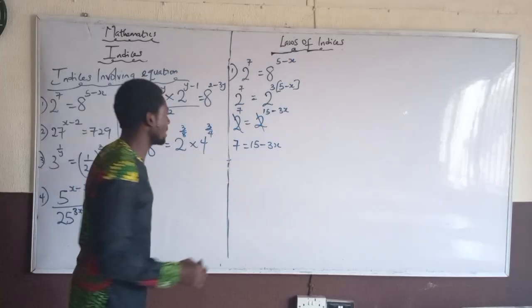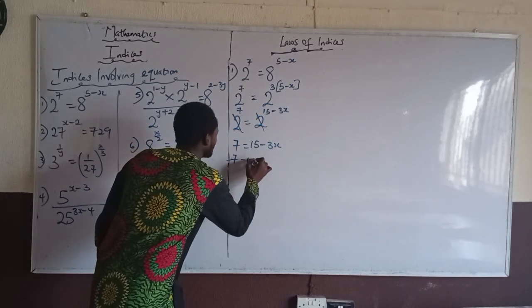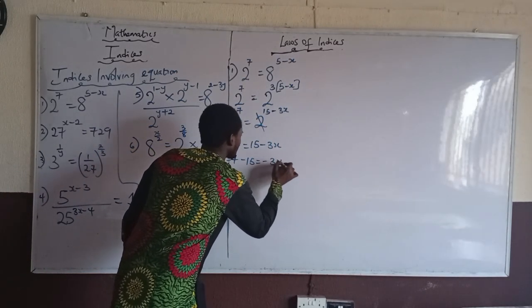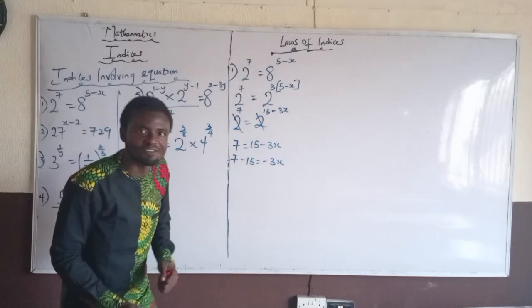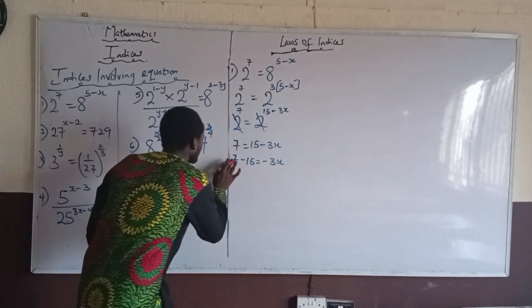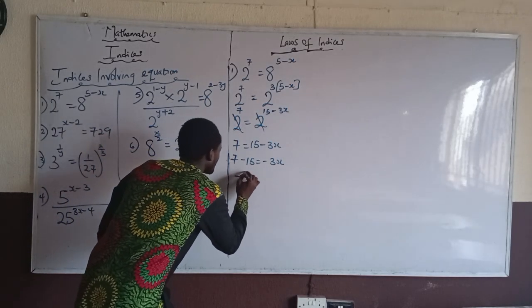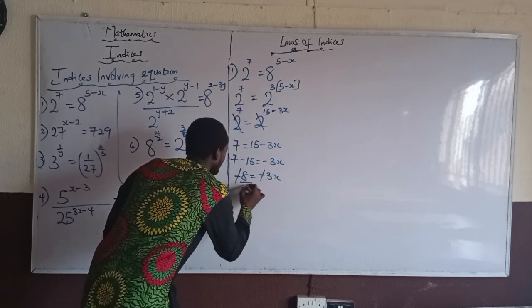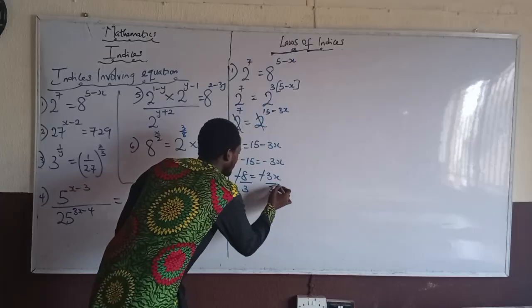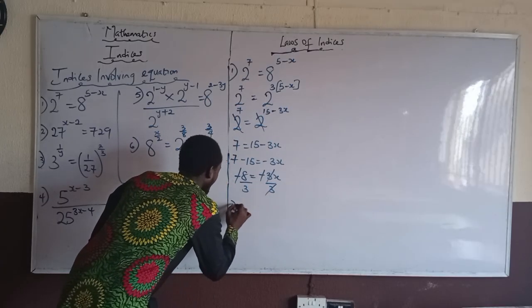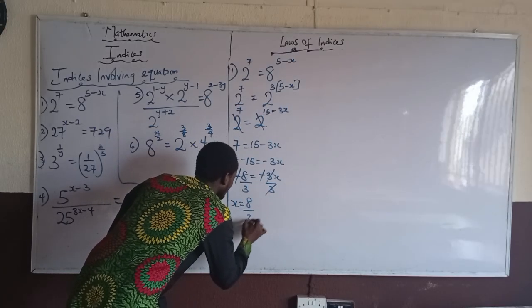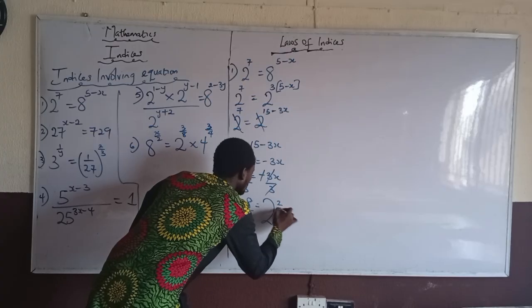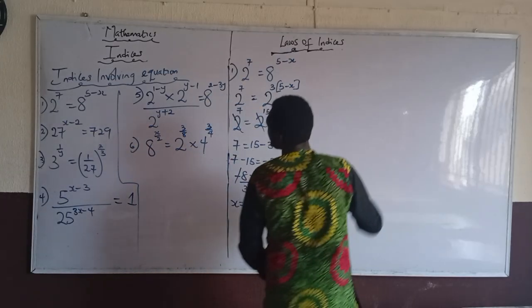Then I collect like terms. Here becomes 7 minus 15 equals to minus 3x. 7 minus 15 is minus 8 equals to minus 3x. Minus cancel minus, divide by 3, divide by 3. 3 cancel 3, x is 8 divided by 3, which is 2 and 2 over 3. So move to number 2.